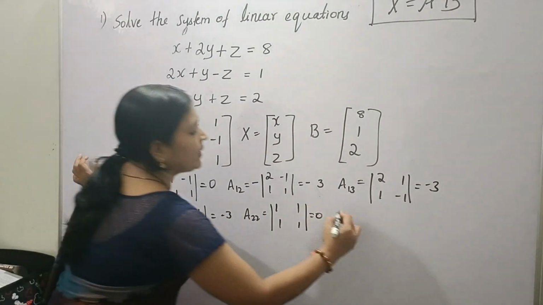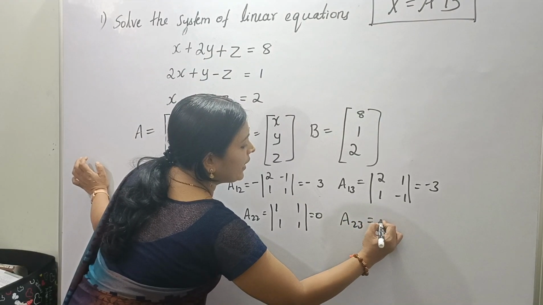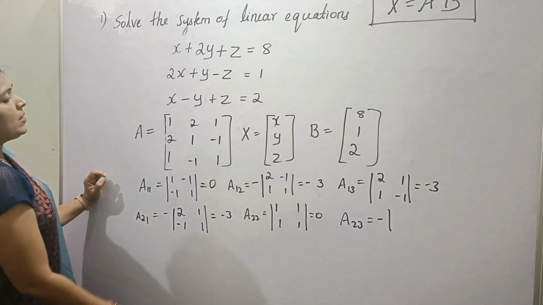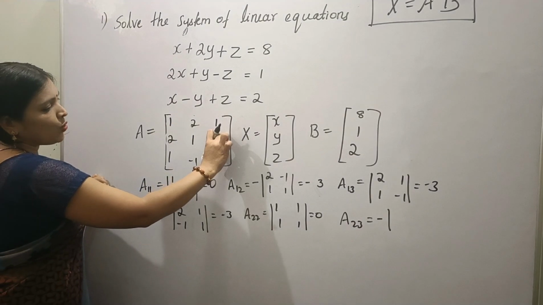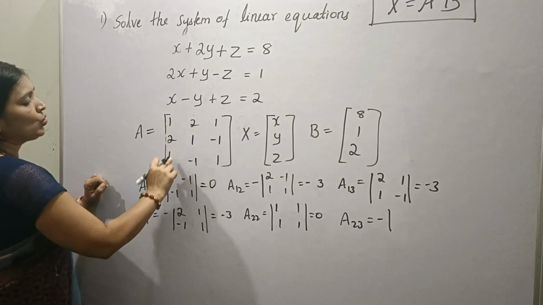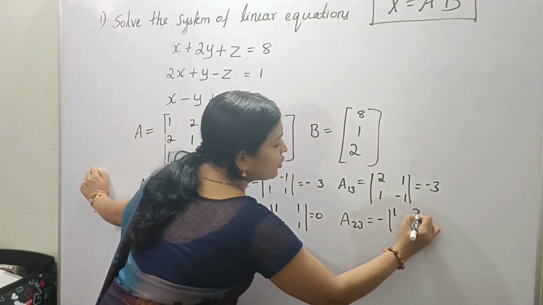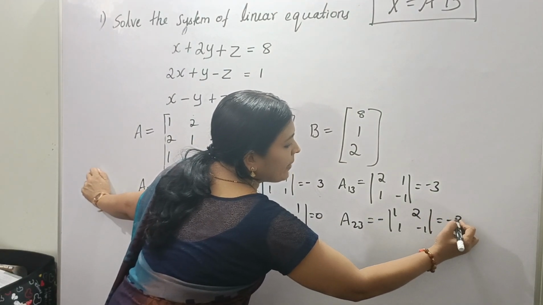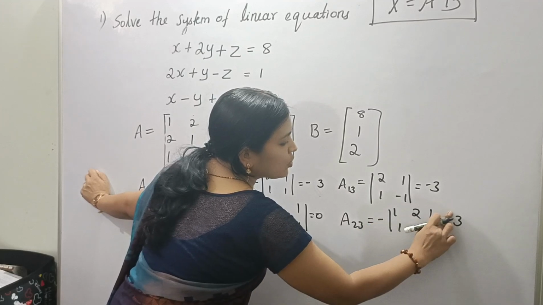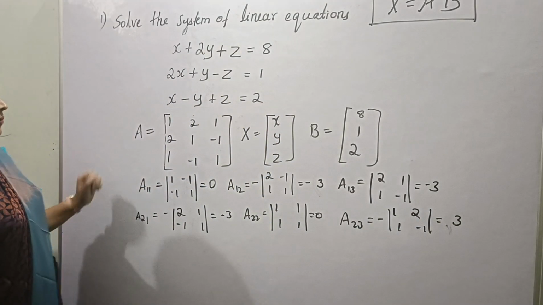Next, A23. It is minus. Here, the cofactor of minus 1. Delete this row and column. So the determinant 1, 2, 1, minus 1. That is minus 1 minus 2, which is minus 3. Into this minus, so it will be plus 3.